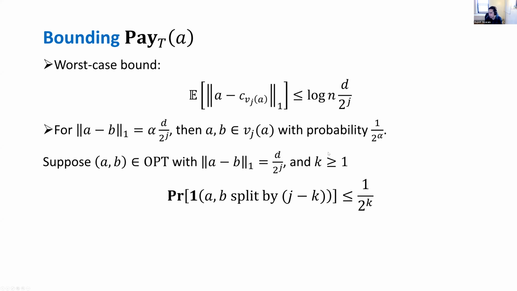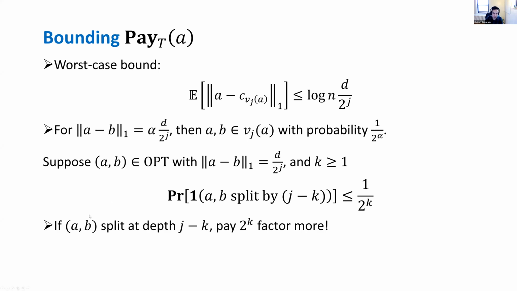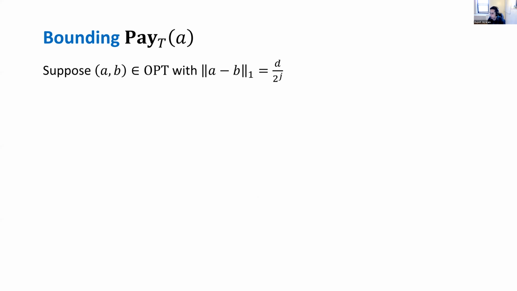This is a similar computation. They have that many fewer coordinates that are different, so that's the probability that you'll find one of those coordinates. And so putting these two facts together, if A and B split k levels early, they'll pay a 2 to the k factor more because the distance to the center of mass can be that much further. And so now this is actually all you need to know to recover the earlier bounds which are given for Quadtree. And I'll just do that on this one slide because it's not too difficult.